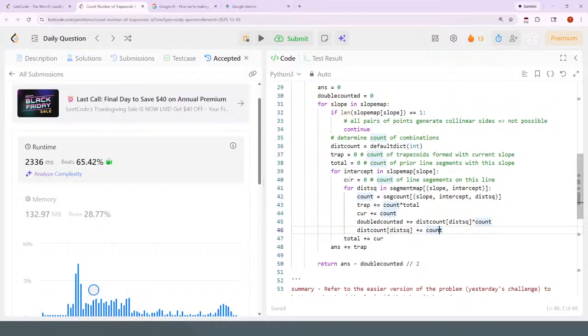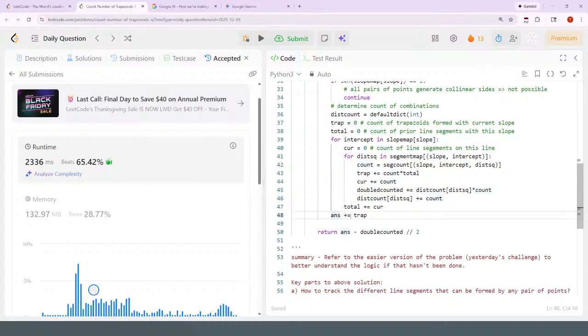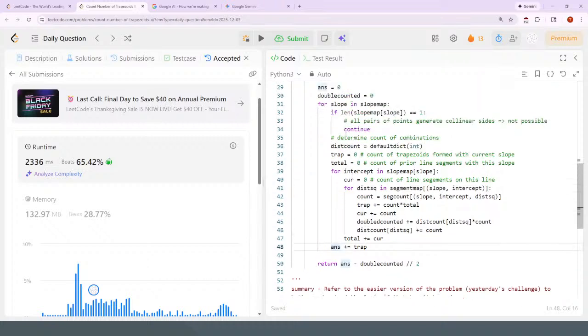Hopefully you don't put the wrong initialization in the wrong places like I did. Cost myself 3 minutes. And then increase the answer by the number of trapezoids formed from the slope. And then remove the double counting.